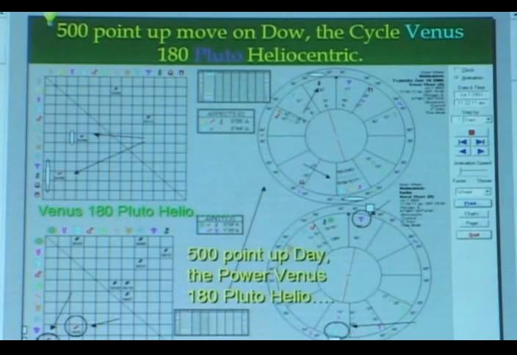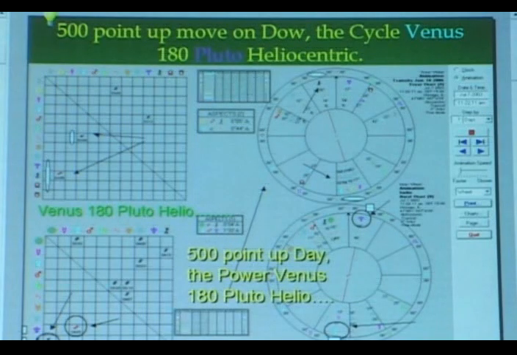Now this move was a major historic market event. 500 points up for the day in a single move on the Dow. What this brings me to is the idea of how powerful this unique cycle of Venus and Pluto are. I believe their pairing is one of the most powerful to the stock market consistently for the last 100 years.